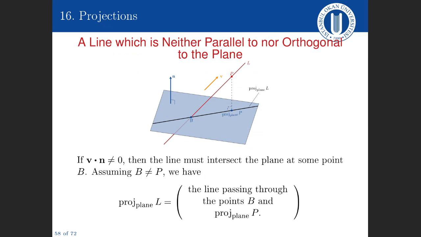Case three. Suppose we have a line which is neither parallel to nor orthogonal to the plane. Our line intersects the plane at the point B. We know how to calculate this. We've done an intersection of a line and a plane already. And it will pass through this point, the projection of P onto the plane, which we know how to do. We know how to project a point on the plane. Since we know 2 points on the black line, we can calculate parametric equations for the black line. We're interested in the line which passes through the points B and the projection of P onto the plane.